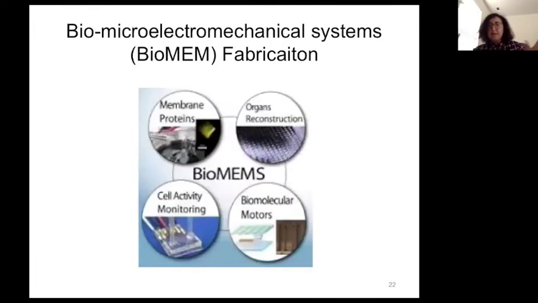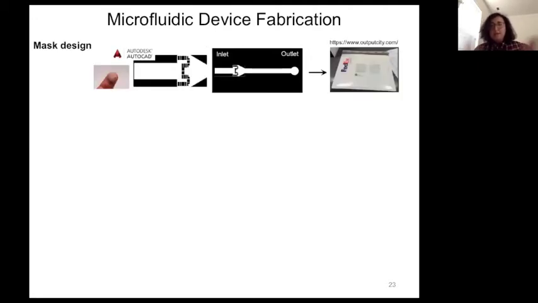Okay, so now you have your channel, you have your idea, you know which channel size you need to do, which flow rate you need to pass. And now let's go to the fabrication, which usually is called, if you want to search more for it, BioMEMS, biological microelectromechanical systems fabrication.